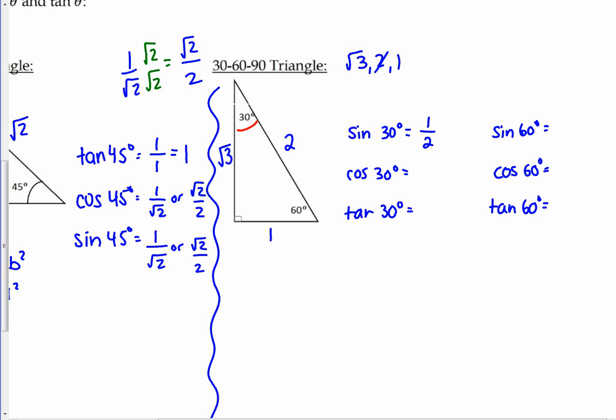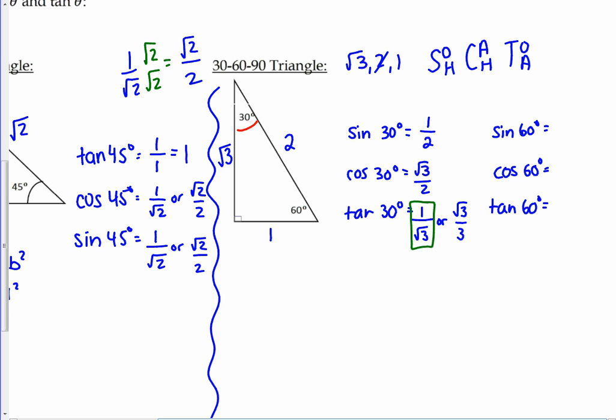Cos of 30 is adjacent over hypotenuse. Okay, what's the adjacent? Root 3 over 2. And tan is opposite over adjacent. 1 over root 3. Or if we rationalize this, we'd multiply top and bottom by root 3, and we get root 3 over 3. Okay. So again, I would accept this on your test, so you remember.